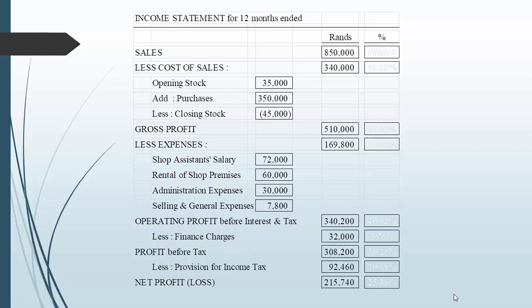So this is how we're showing that it goes from the big amount at the top to the small amount at the bottom. And then you can see that column that says percentages. And you kind of ask, well, what is that? What are those percentages? All we're doing there is taking everything as a percentage of your sales. So your first one would be 850 divided by 850, and that would give you 100%. Then it would be 340 divided by 850, and that would give you 40%. And then 510 divided by 850, and that would give you 60%.